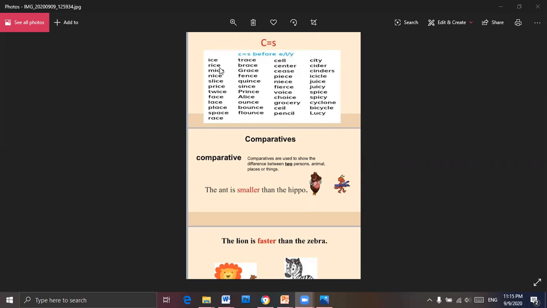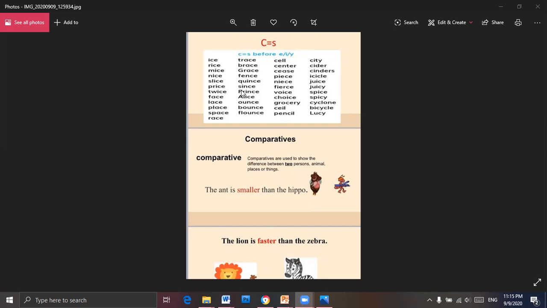Ice, rice, mice, nice, slice, price, twice, face, lace, place, space, race, trace, praise, grace, fence. So after C is E. All these words, we find that after C is E.